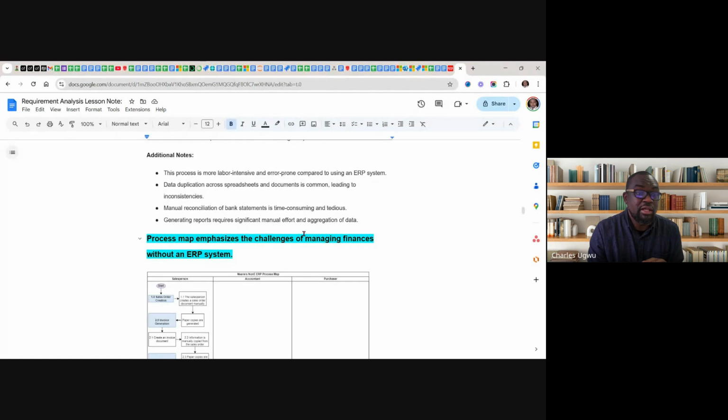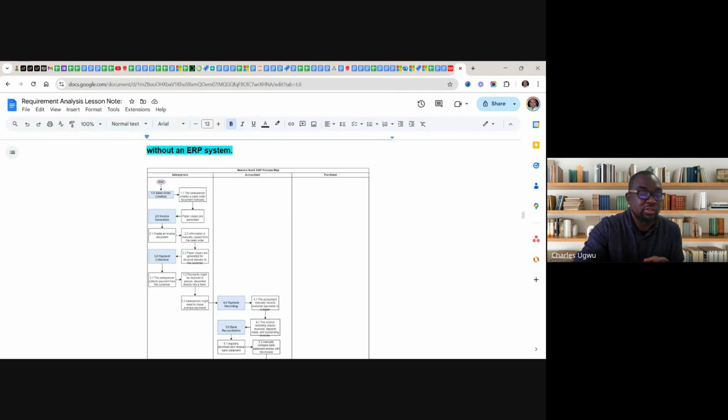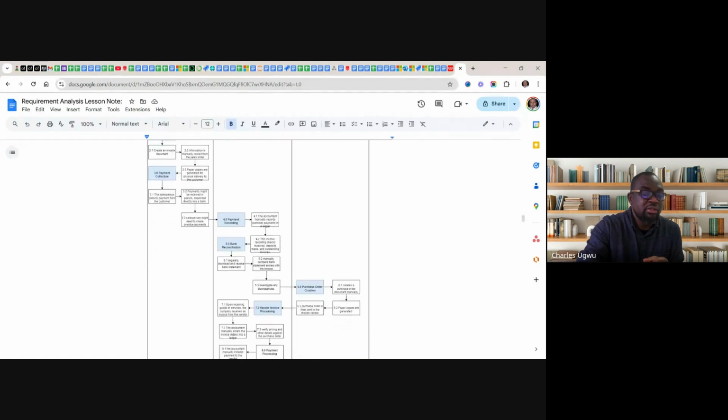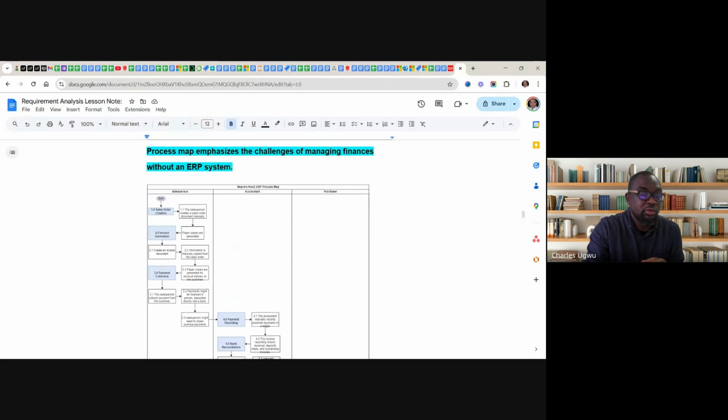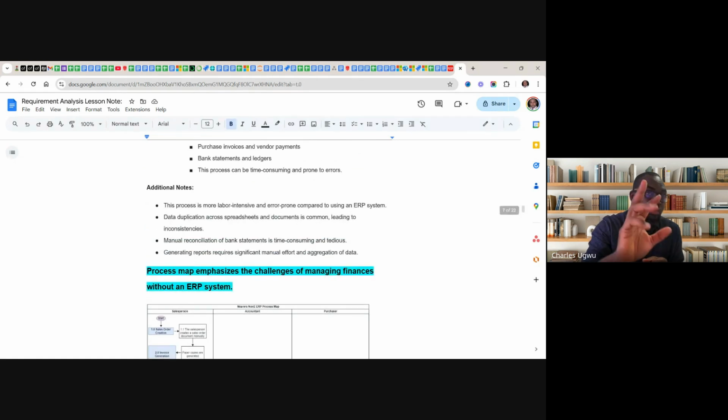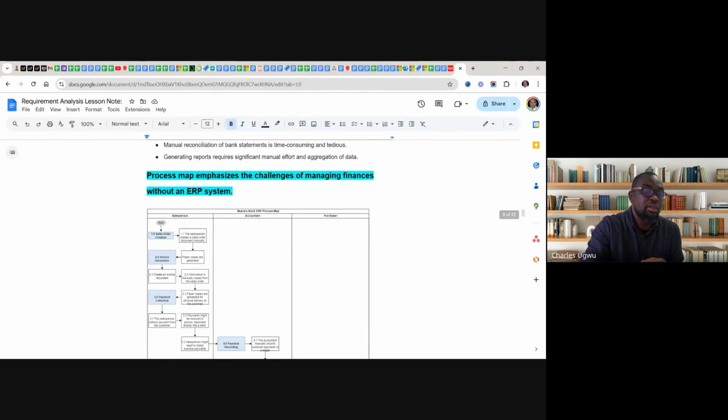In a situation like this, now you've documented it and you need to create a process map. We all know what a process map is because we've created one. I've asked you guys to create one. So you model this to understand the gap in this system. You have seen the gap. This is what we call requirement gathering, documentation, and modeling.